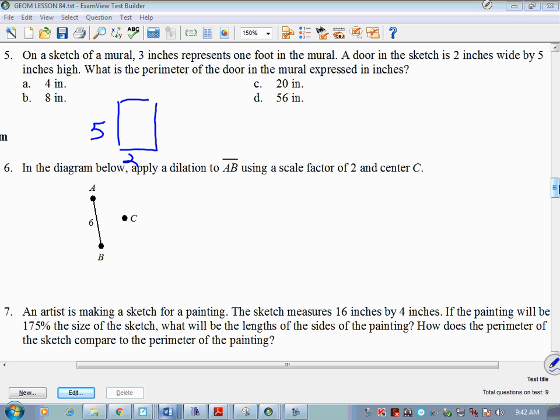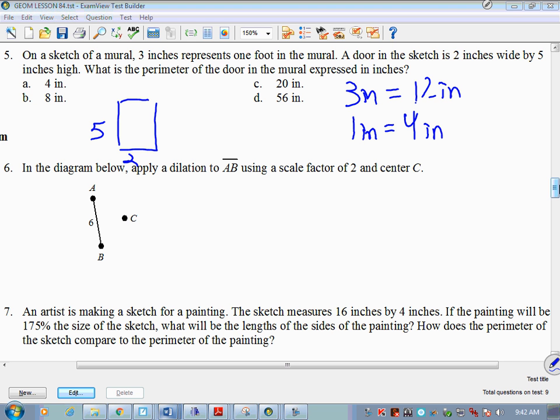The first thing that we need to determine here is what is the scale factor from the model to the mural. 3 inches represents 1 foot. So let's keep this in inches to inches, right? How many inches are in a foot? So we're saying that 3 inches equals 12 inches, so it's 3 to 12. Can I reduce that? If 3 inches equals 12 inches, what does 1 inch equal? 4 inches, right? 12 divided by 3 is 4.